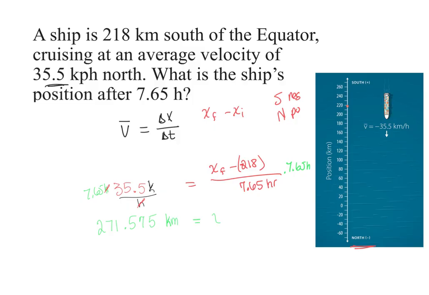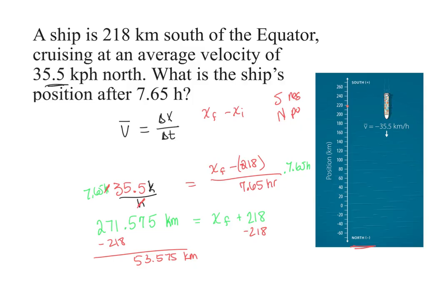And that is going to equal our final, and remember minus a minus, that's going to give us a positive 218. And then the last step here is to subtract that 218 over. So we are going to take the 218, we are going to subtract, and you're going to get 53.575 kilometers. That is a positive answer, so we know it's going to be north.